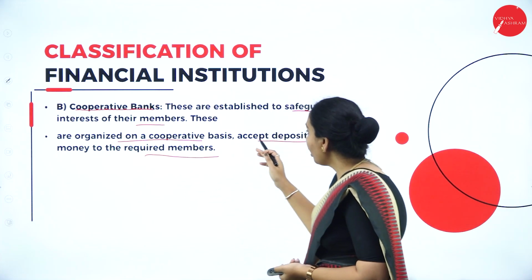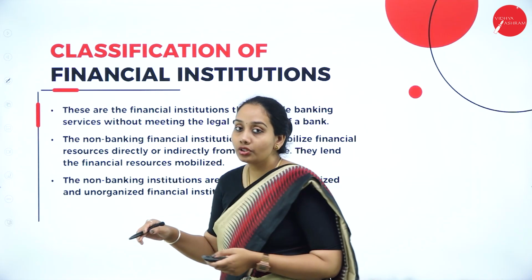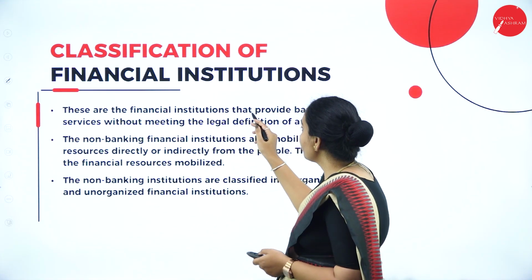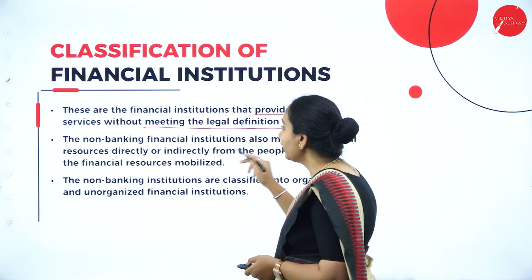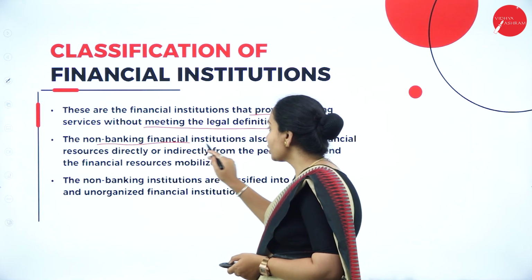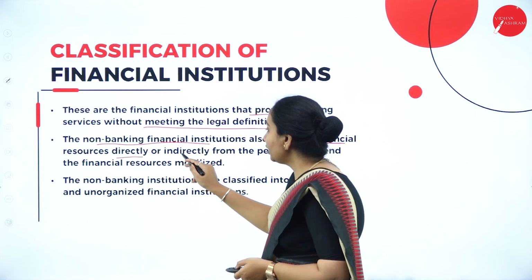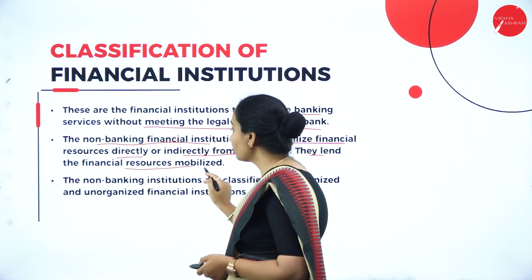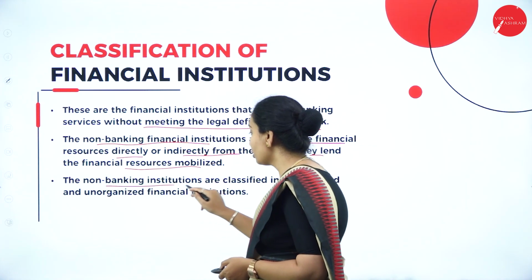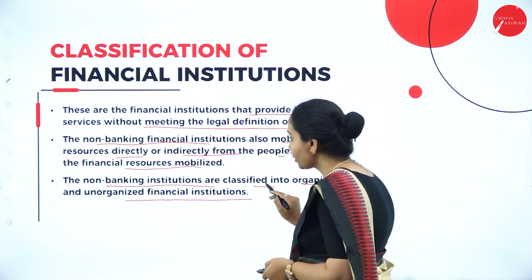To cooperate and accept the deposits and lend money to the required people. Next is about the financial institution that provides banking services without meeting the legal definition of a bank. The non-banking financial institutions also mobilize financial resources directly or indirectly from the people. They lend financial resources mobilized. The non-banking institutions are classified into organized and unorganized financial institutions.